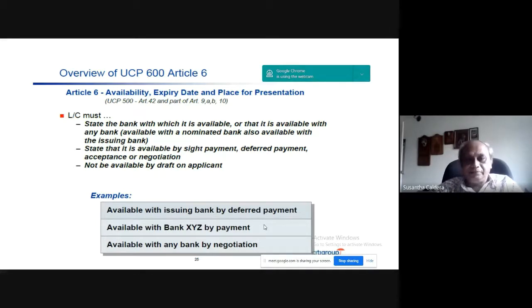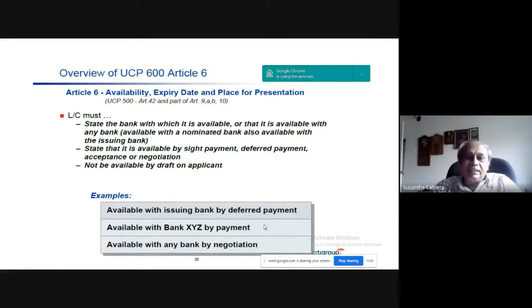Article 6, availability, expiry date, and place for presentation. UCP 500 again, Article 42 and part of Article 9, A, B, and 10. Again, there are 49 articles, 39 only. Availability, expiry date, and place for presentation.